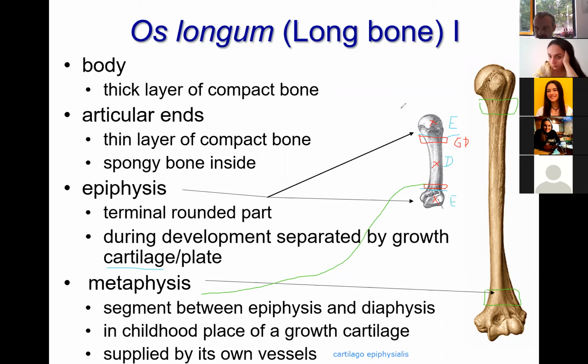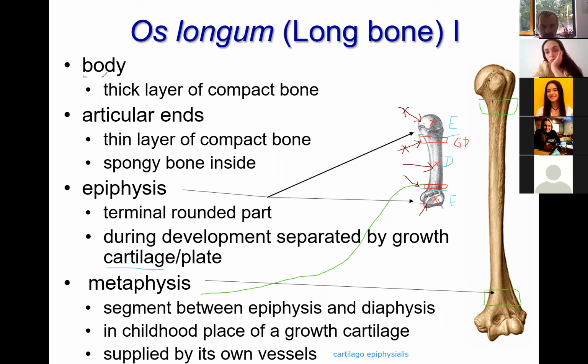There are separate vessels supplying the epiphyseal ends, supplying the diaphysis, and supplying the metaphysis. So there are separate vessels, and we can have trouble if we stop the blood supply to some of the parts of the bone. Then these parts are affected by ischemia and necrosis. It means lack of oxygen and nutrients, and diminishing and reducing of the bone, and inflammation.